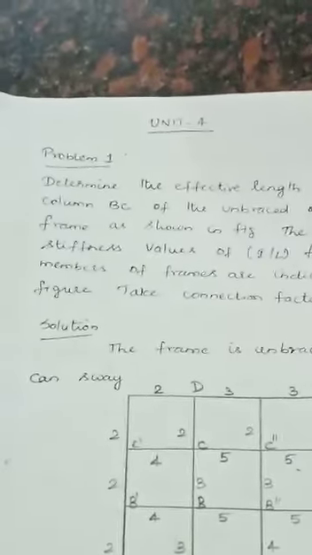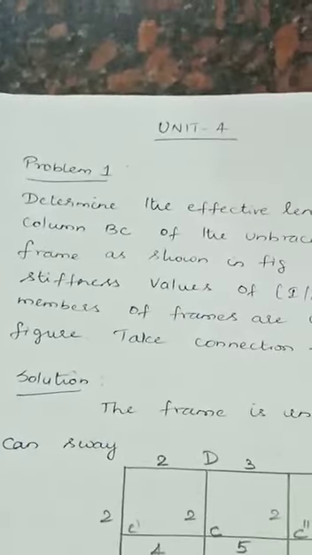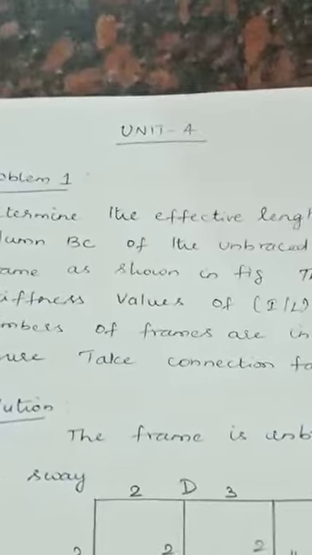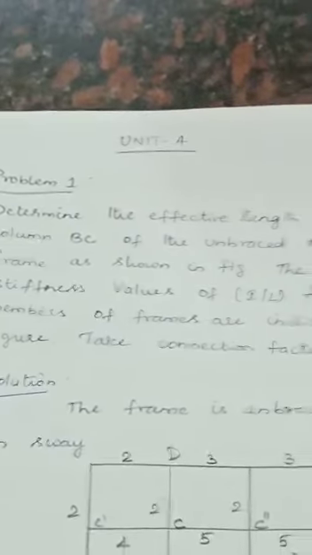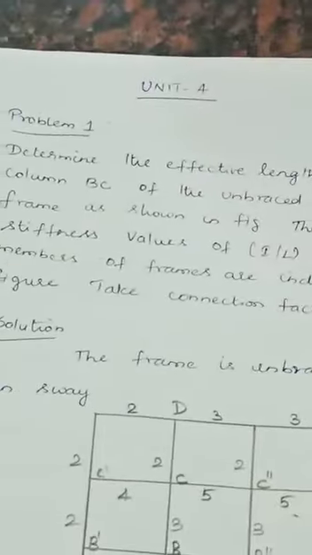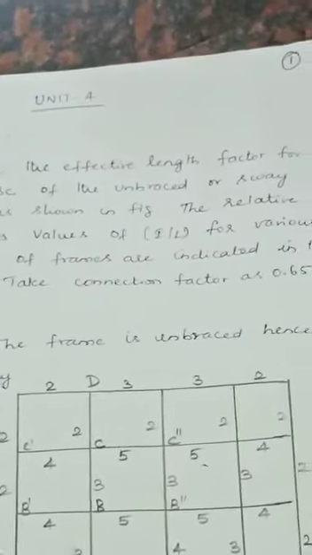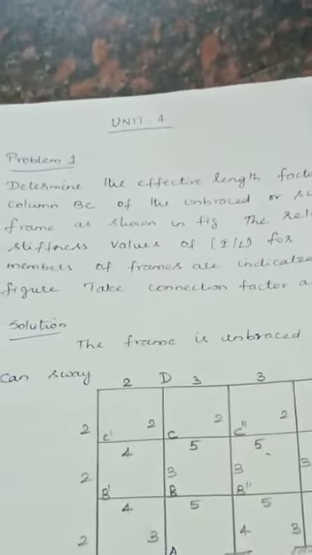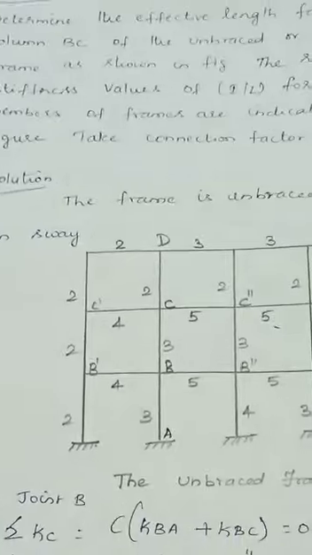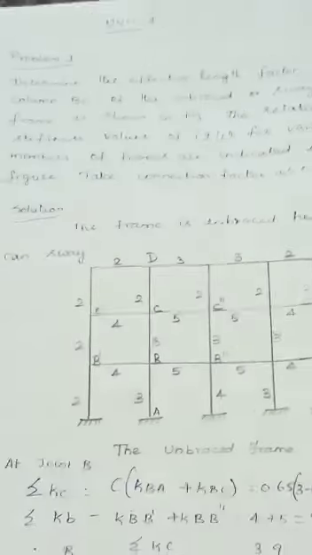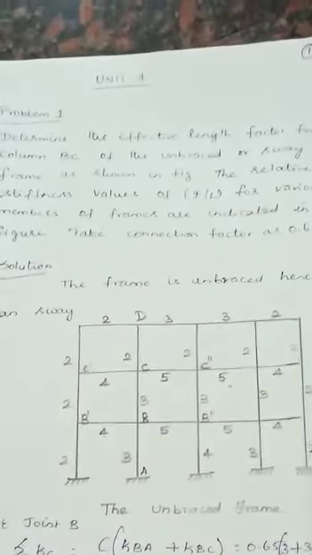Good afternoon, students. Today we are going to discuss the effective length factor for a column. The effective length factor which we are going to determine for the column member, where the column may be a braced column or an unbraced column. There are two types of columns. If bracing is given to the column, then it will not sway. If the bracing is not available, then the column will sway.